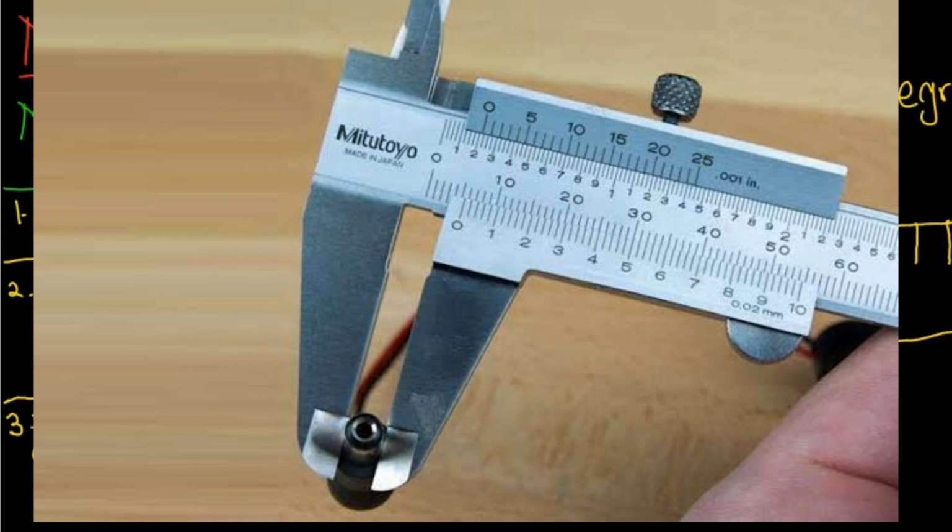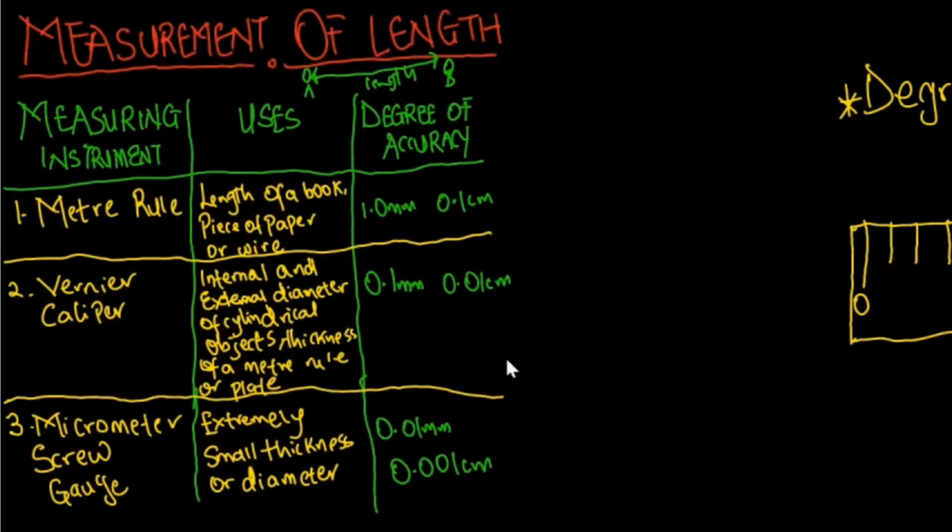Then the next instrument, which you can see on your screen right now, is called the Vernier Caliper. Now, the Vernier Caliper is used for measuring internal and external diameter of cylindrical objects. Things like the milk tin, we use the Vernier Caliper to measure either the internal, that's the inner diameter, or the external, that's the outer diameter of that tin or that cylindrical object. Also, we can use it to measure things like thickness of a meter rule that we talked about as our first instrument, or it can even be the thickness of a plate. Also, we can use it to measure even the diameter of a rod. So basically, thickness or diameter, we can use the Vernier Caliper.